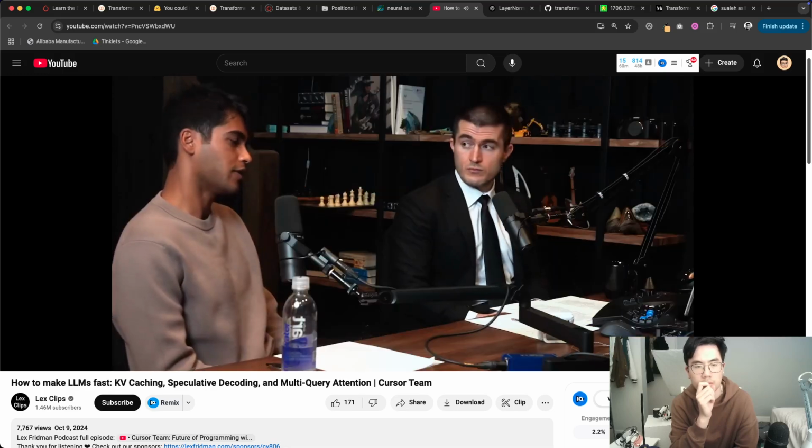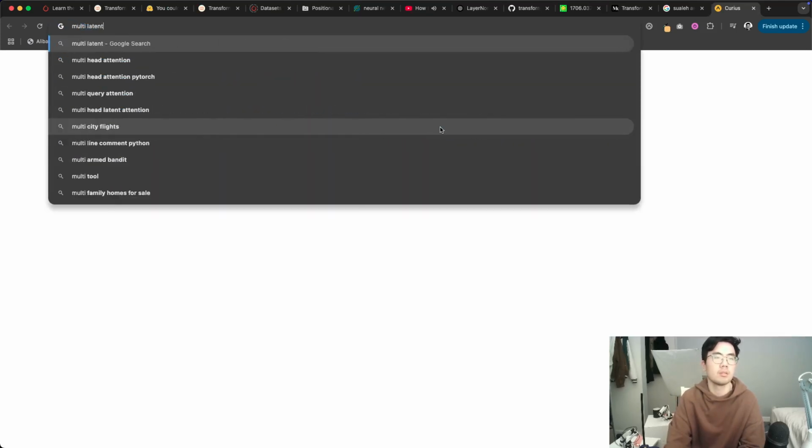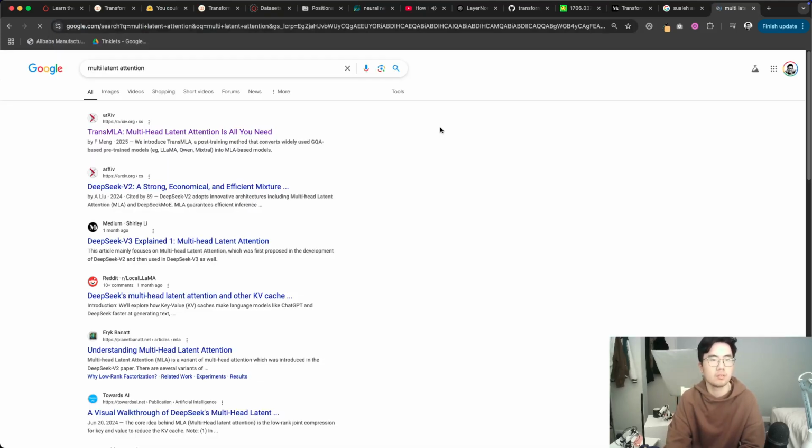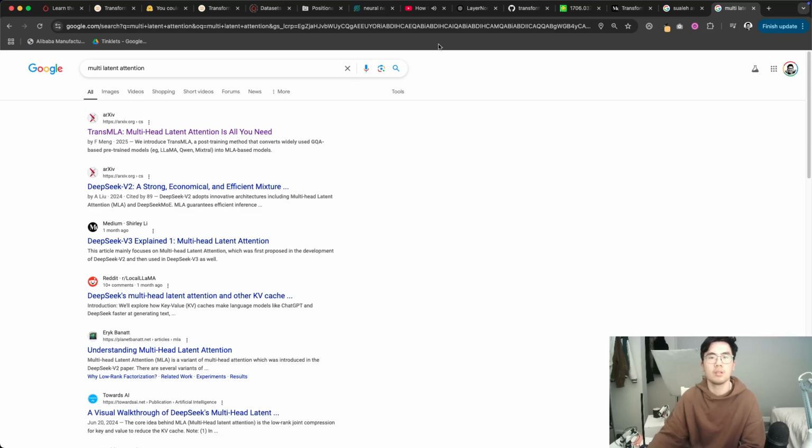Multi-latent. That's a little more complicated, and the way that this works is it turns the entirety of your keys and values across all your heads into one latent vector that is then expanded at inference time. MLA is from this company called DeepSeek. It's quite an interesting algorithm.